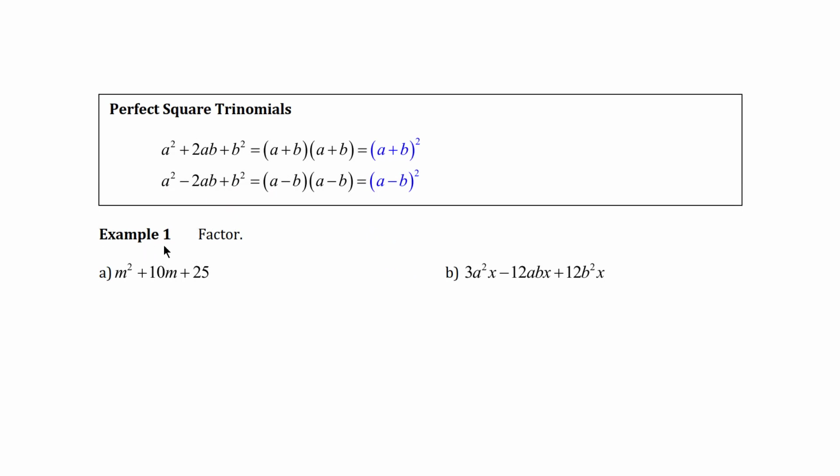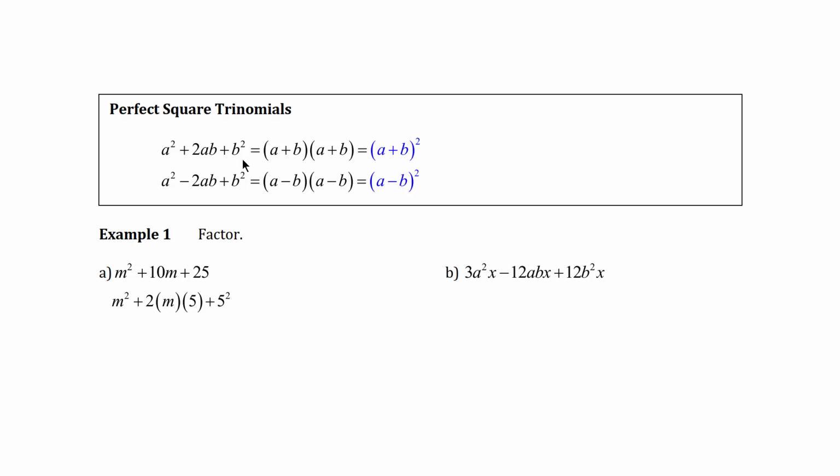For example number 1, factor. For part A, we need to factor the trinomial m squared plus 10m plus 25. First, I rewrote this trinomial as m squared plus 2 times m times 5 plus 5 squared. I rewrote this so that you can see that it matches our first formula for a perfect square trinomial. We're going to use that formula to factor this.